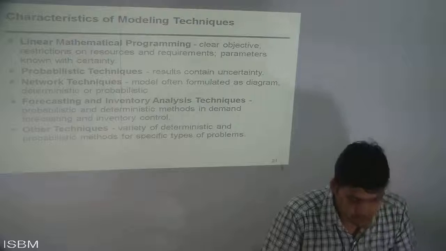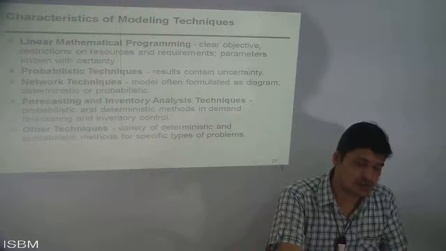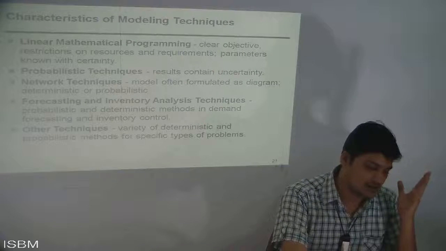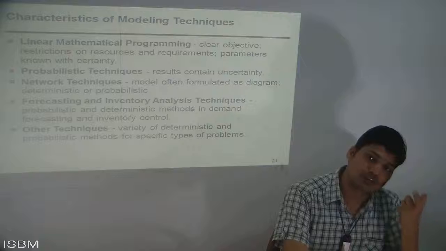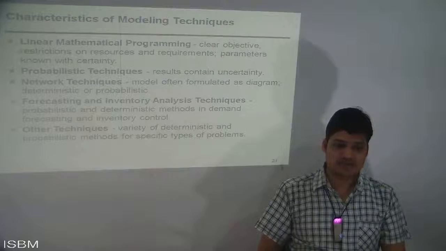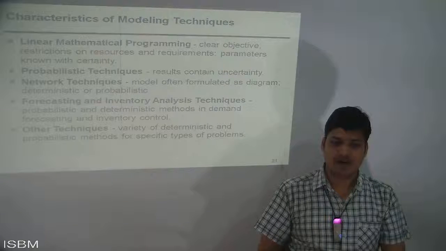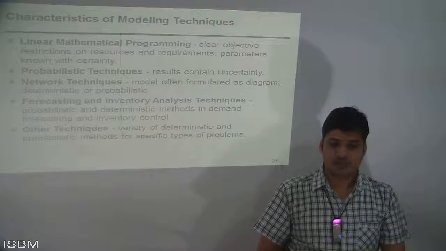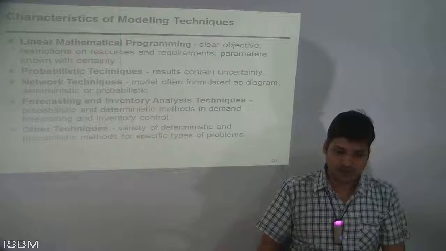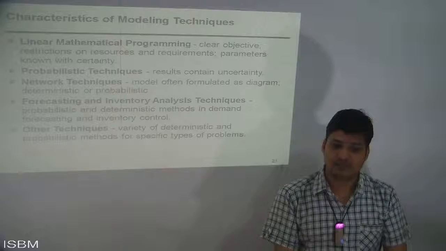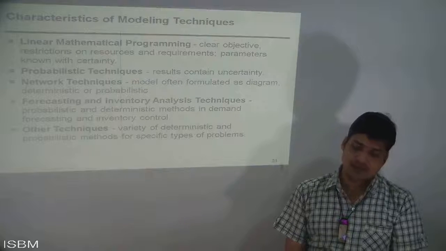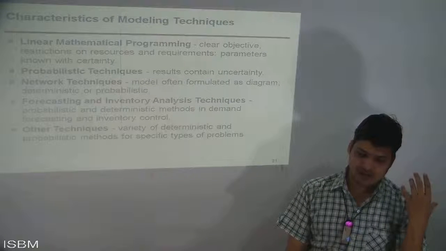Might be you have not gone through the previous slides, so you might not know exactly how we solve linear programming, but at least you know the terms linear programming and mathematical programming. There is a clear objective, restrictions on resources, and requirement parameters known with clarity. Probabilistic techniques: results contain uncertainty. Network techniques: models often formulated as a diagram, deterministic and probabilistic.